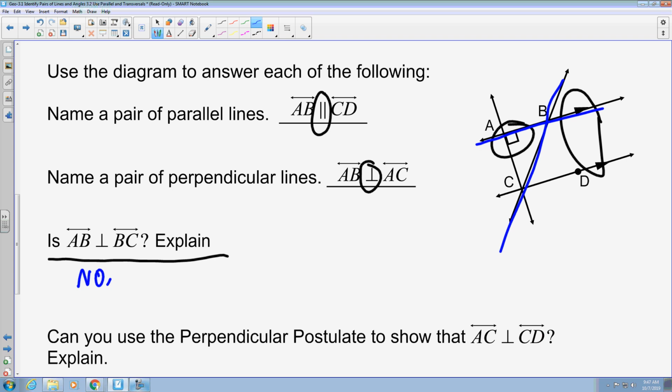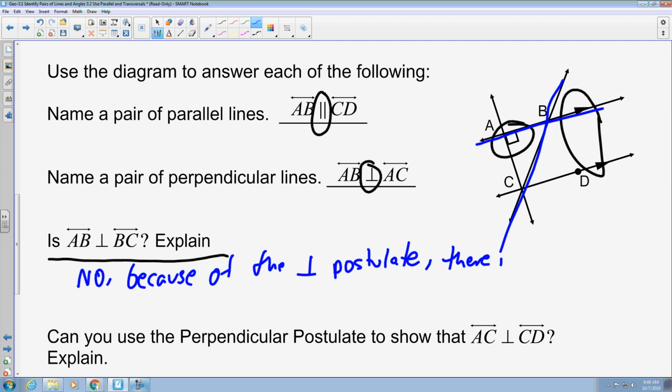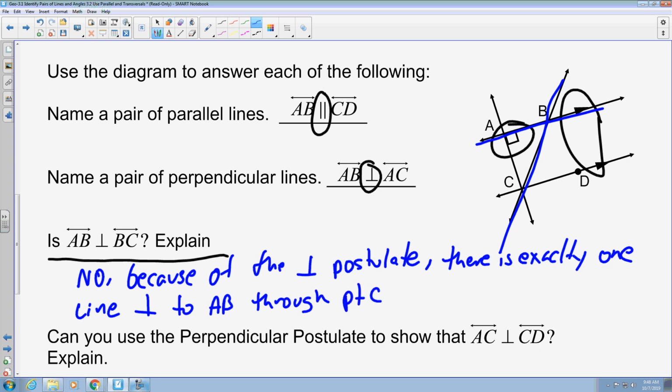So we can say because of the perpendicular postulate, there is exactly one line perpendicular to AB through point C, and that's AC. Okay.